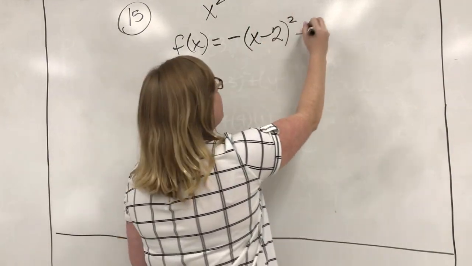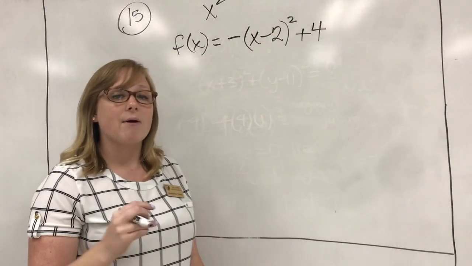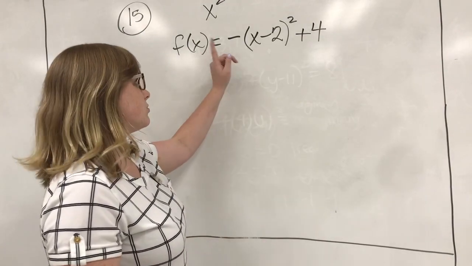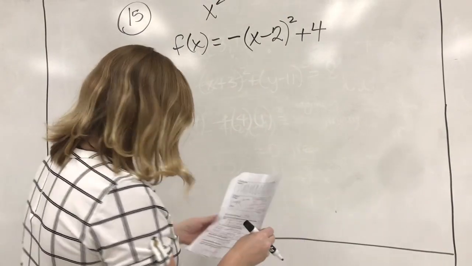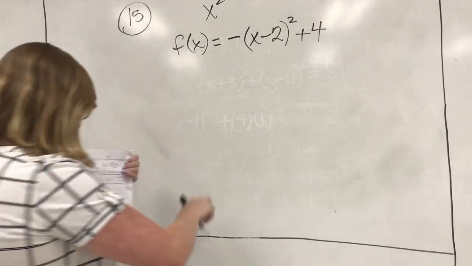Then it went up 4. Notice how, again, it went from left to right. It told me it was reflected. It went right 2 and up 4. Moving on to the last page.